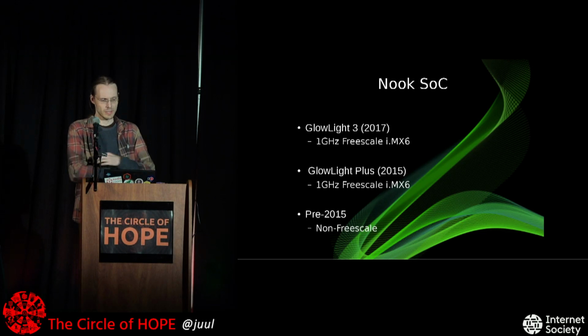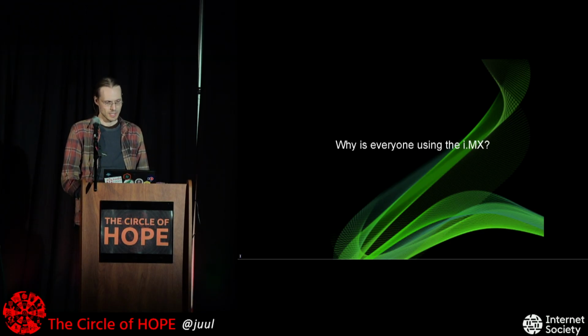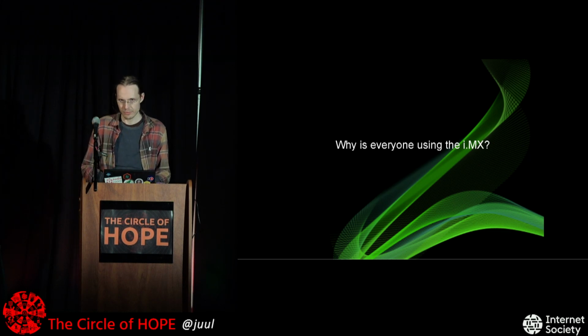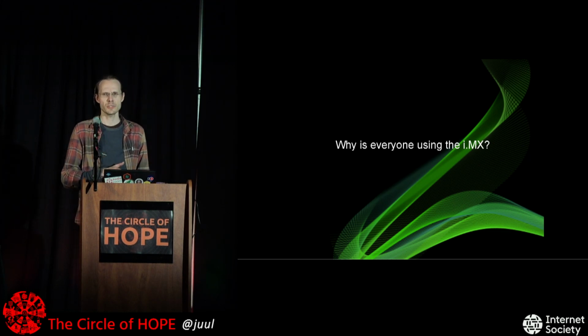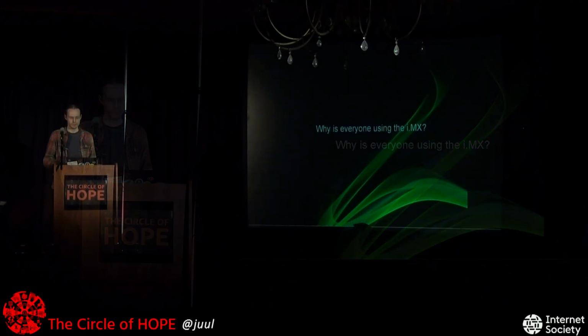And if we look at the Barnes & Noble Nook, previously they used other processors, but for the last 2 generations, again, it's Freescale IMX. So why is everyone using this? Why did everyone go with the IMX? Well, prior to the IMX5, I don't know why people were using it. But from IMX5 and up, the reason is very clear.